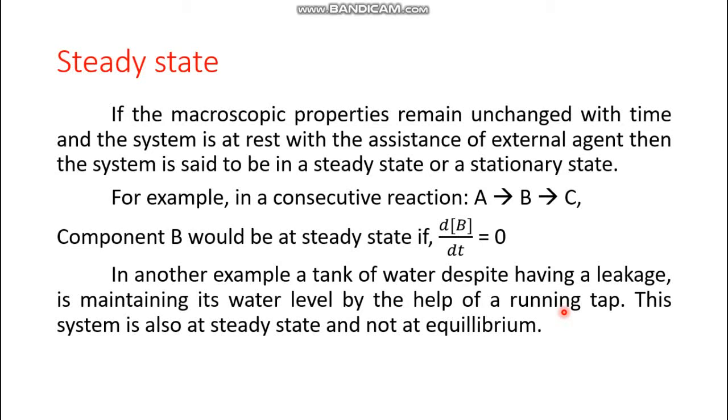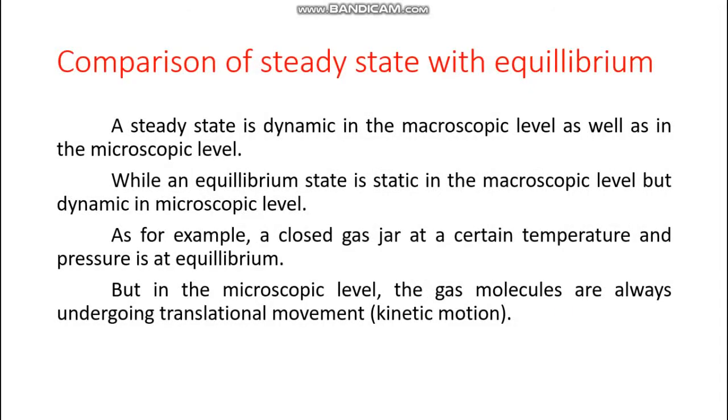So let's compare steady state and equilibrium state. Here, a comparison of steady state with equilibrium. Look, a steady state is dynamic at the macroscopic level as well as at the microscopic level. That means, as I have said, both microscopic level and macroscopic level are dynamic here. Both are changing. But here one thing is not written: the system seems to be at rest with the help of some external agency.